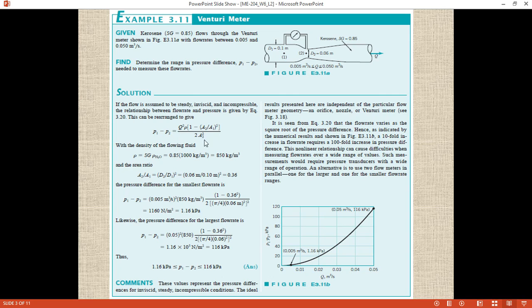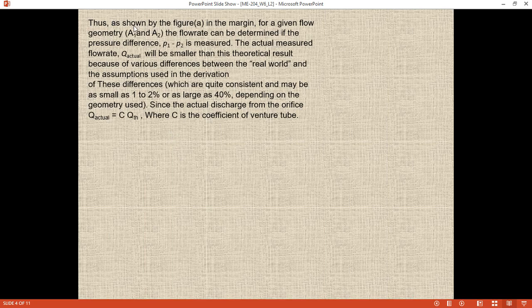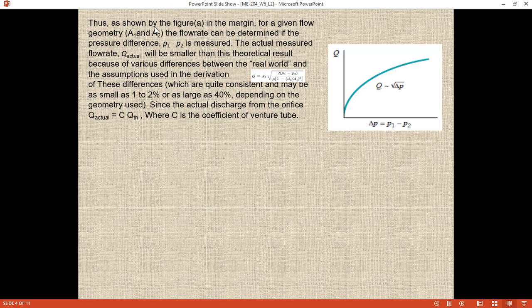But here, in this example, this equation is for the ideal fluid flow, and the flow rate we are measuring from this equation is the ideal flow rate. As shown in figure A in the margin, for a given flow geometry, A1 the inlet and A2 the outlet, the flow rate can be determined if the pressure difference P1 and P2 is measured. If you know the pressure difference, you can easily find the flow rate using this equation, equation 3.20.